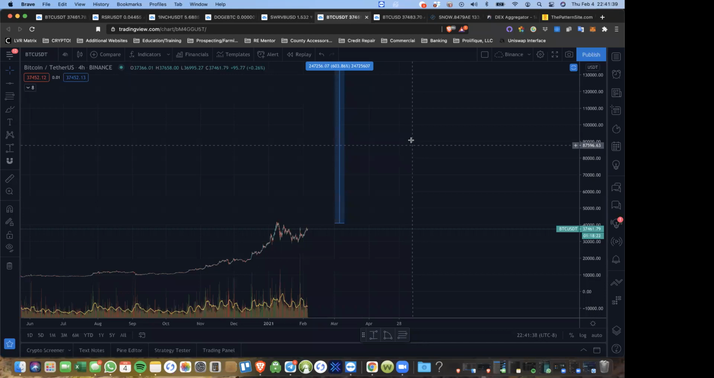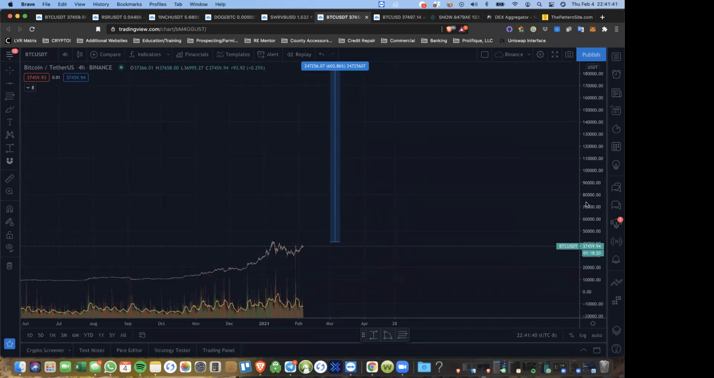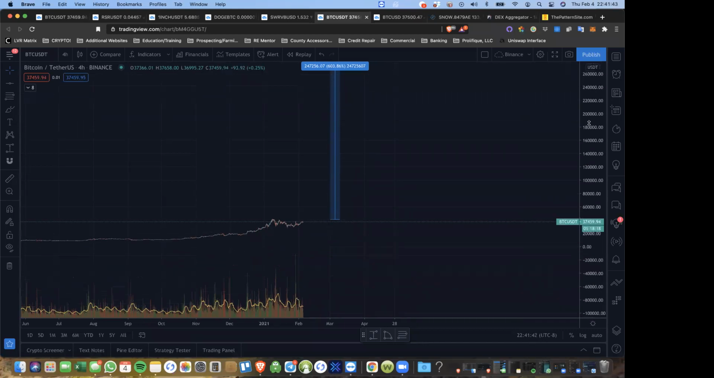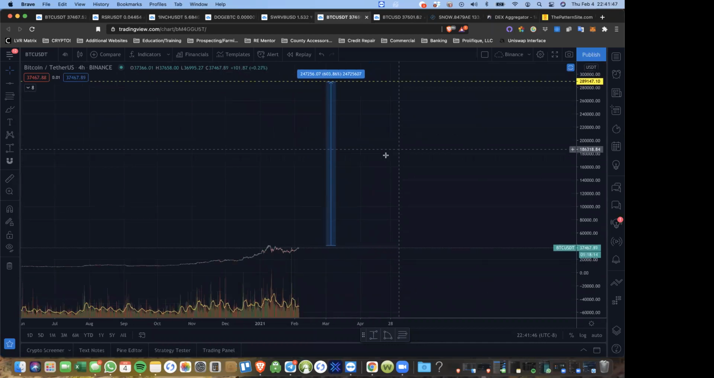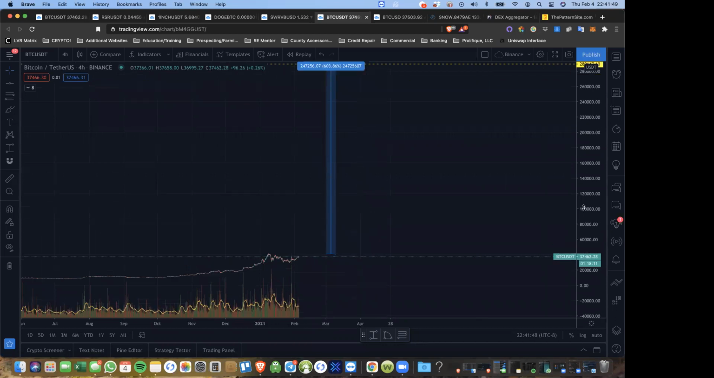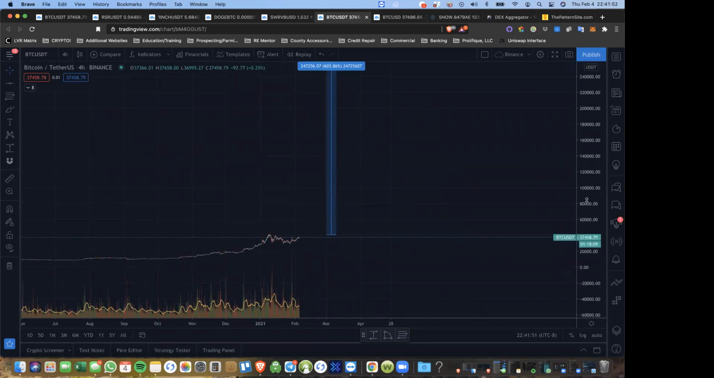FET. Oh, that's a good trade. That was a good trade. That's already 4x since I got in. I got out a little early, but if I would have held it for about a month, FET coin, FET, just 4x itself right now.